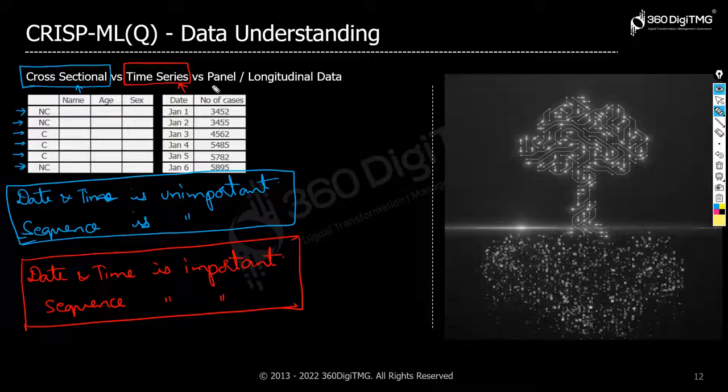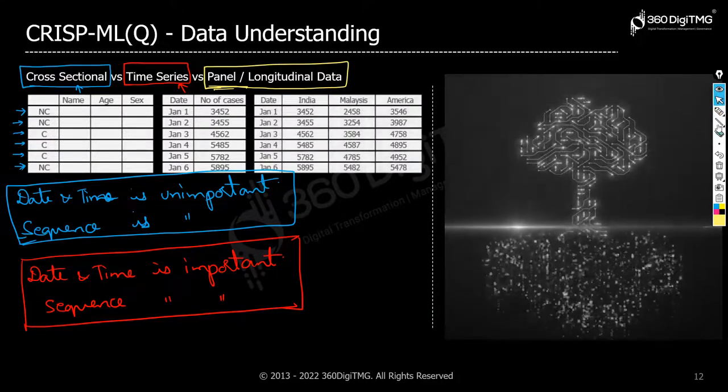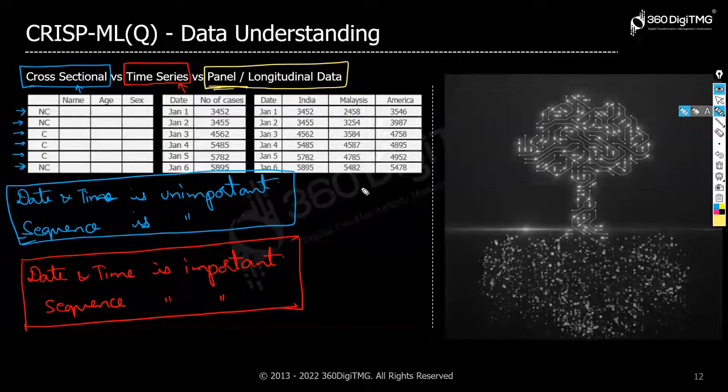Then we have panel or longitudinal datasets. You pronounce it as longitudinal or longitudinal, doesn't matter. American and British pronunciations. Okay, so in this kind of data set, this would take the properties of both cross-sectional data sets and time series data sets. Panel data or longitudinal data would take the properties of both cross-sectional data sets as well as time series datasets.